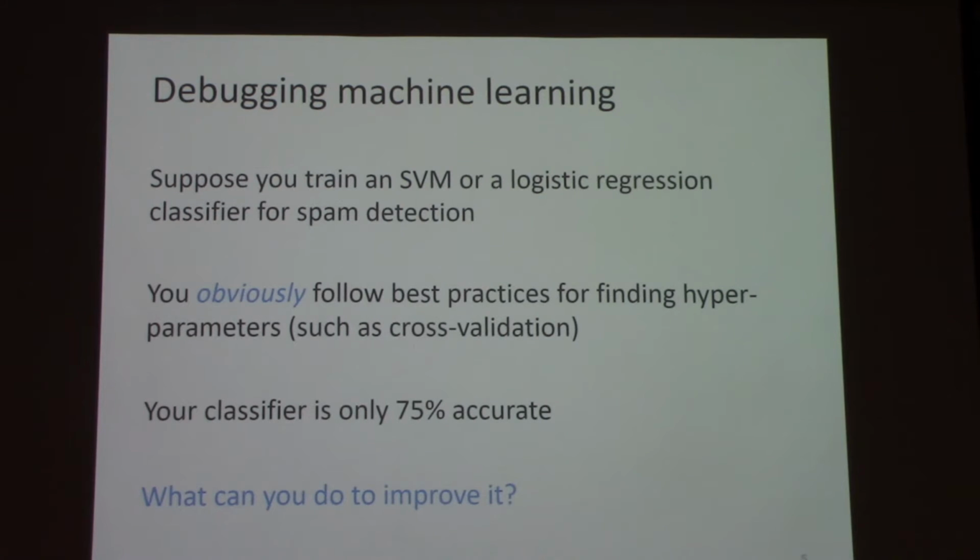So let's say you've trained a spam detector and you've used SVM or logistic regression or whatever you want. And you've done all the right things. You've used cross-validation, for example, to find all the hyperparameters, and you evaluate on a pristine data set that neither you nor your classifier has seen before, and you only get 75% accuracy. And 75 is not good, let's say, for this task. What do you do? Ideas?